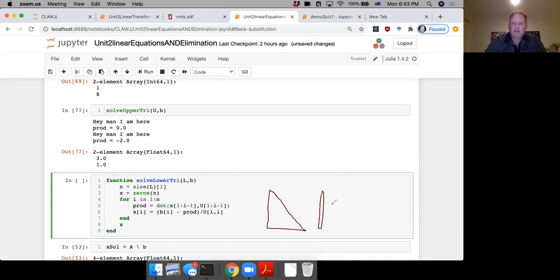And this is going to be the vector B. This is B. This is X. And this is L. So the first iteration, I, is 1. All we need is B of 1 divided by U11. That's how you get this first entry here.